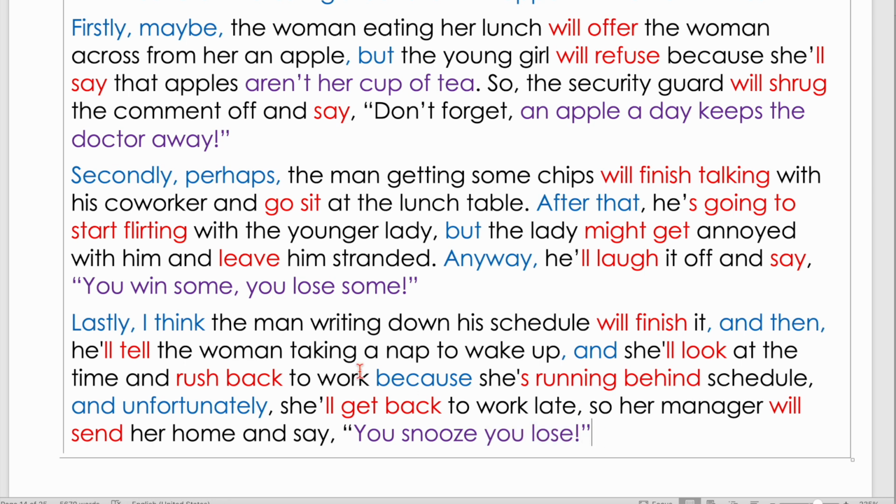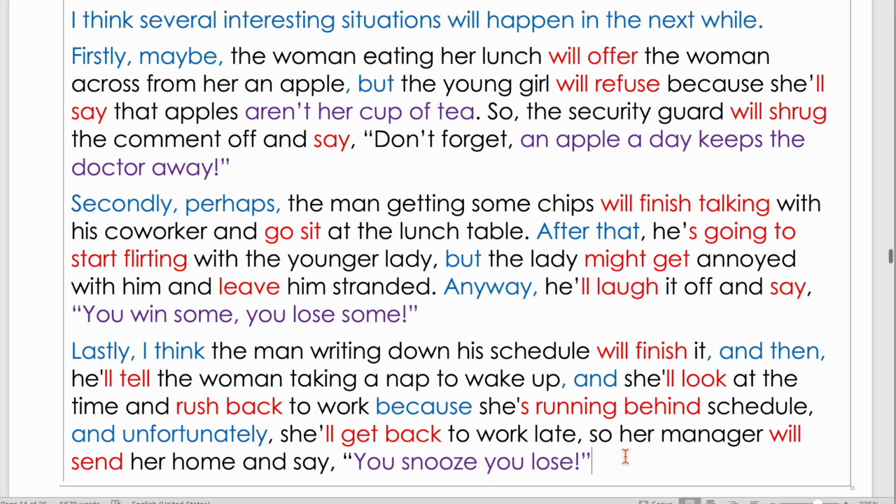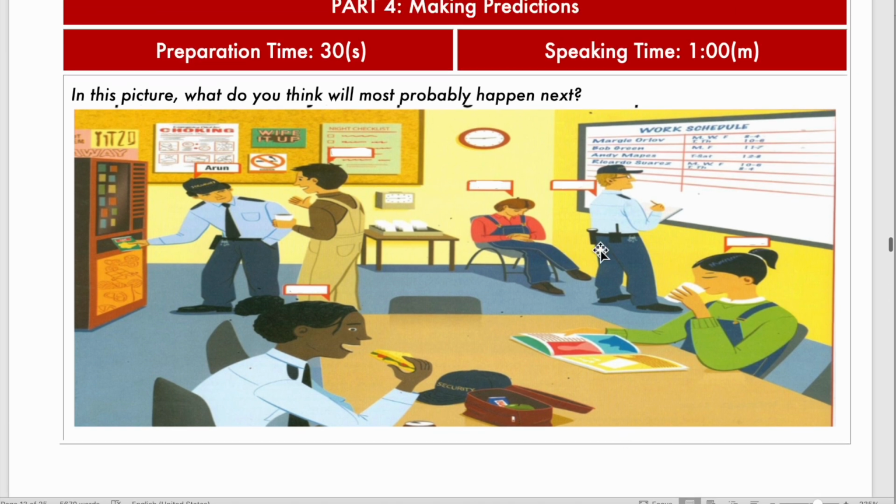So the lady was taking a nap. She got back to work late. The manager said, "Okay, you're lazy. Go home. You're tired. Go home. You snooze, you lose. Don't take naps or it's not good. You're wasting your time." What a good idea here as well, okay? Again, everything here is possible. It's possible that that will happen. And it's possible that the managers will get mad and send you home. Okay?